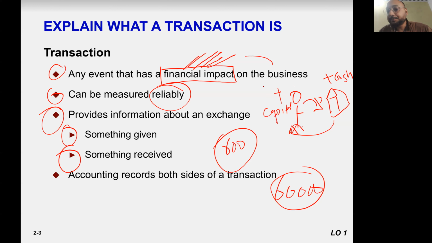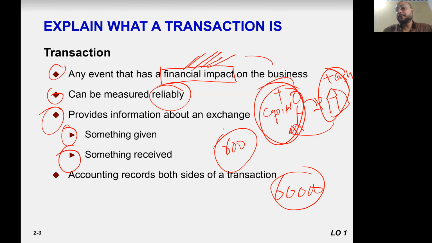Owner receive the capital and business receive the cash. So for the business, it's the insider claim, a liability that he needs to pay back to its owners, right?